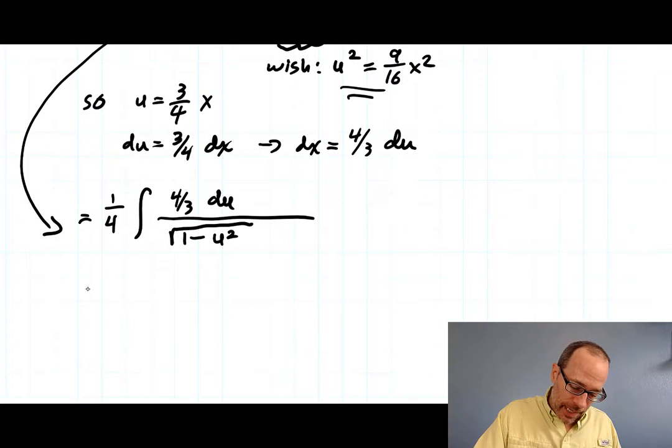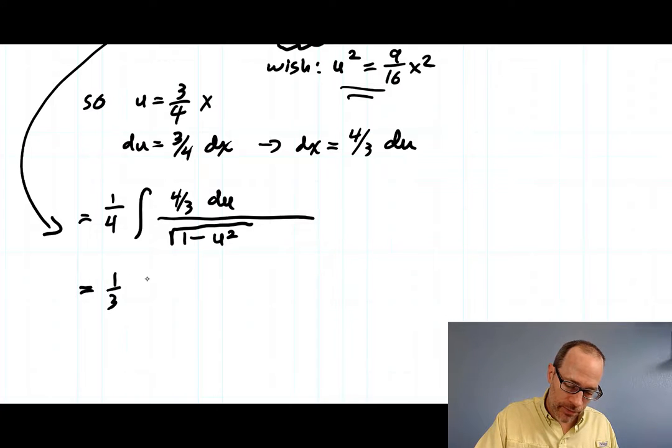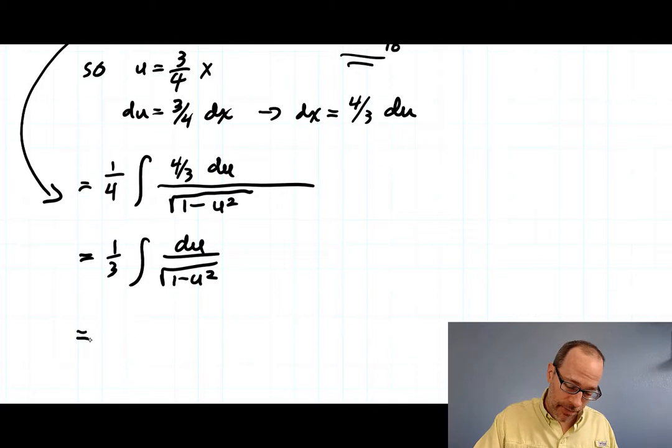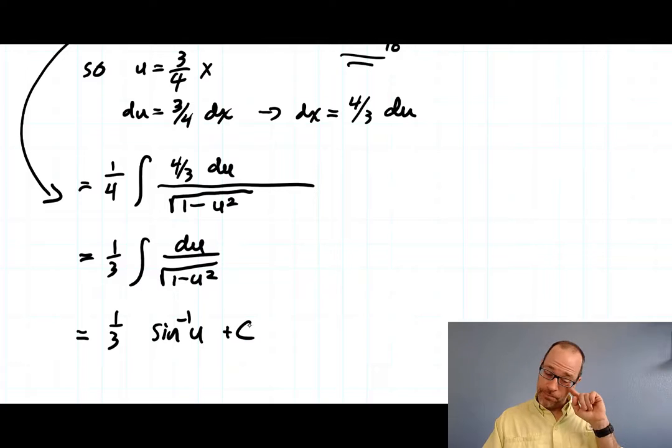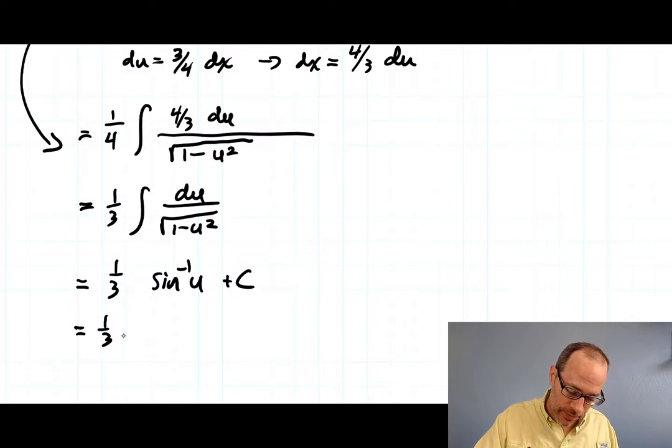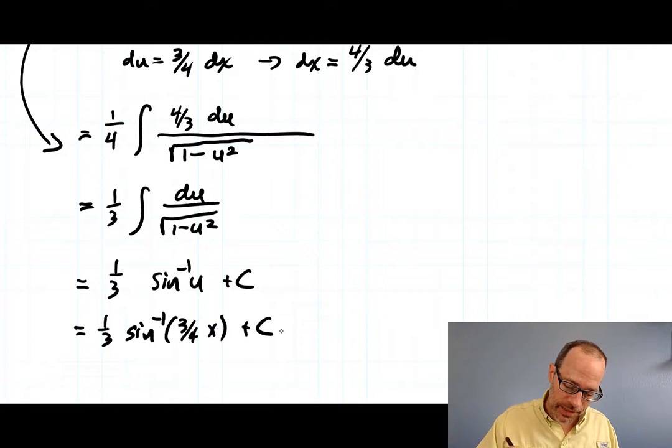Now we pull that constant out, the 4/3, so the 4's will cancel. It'll be 1/3 the integral of du all over the square root of 1 minus u squared. And this one is dead on the money, so it's 1/3 the inverse sine of u plus c. Then we have to change the u back to the x, and u was 3/4 x. So we get 1/3 inverse sine of 3/4 x plus a constant.